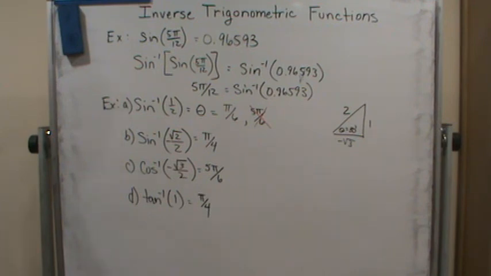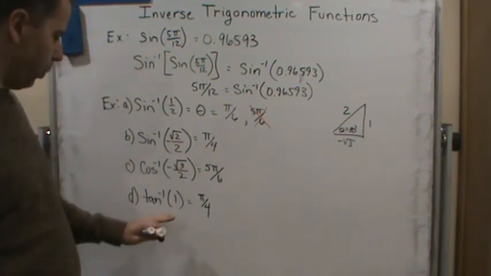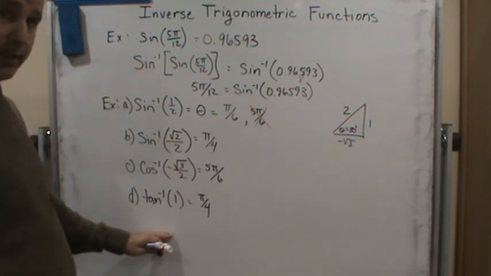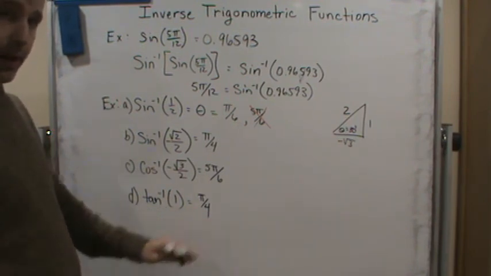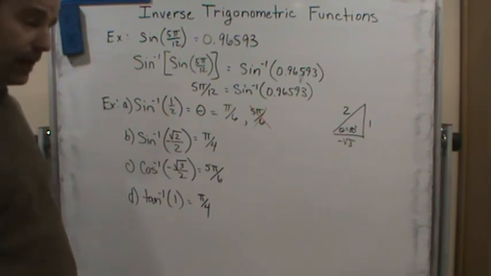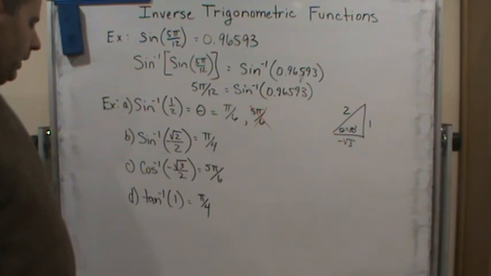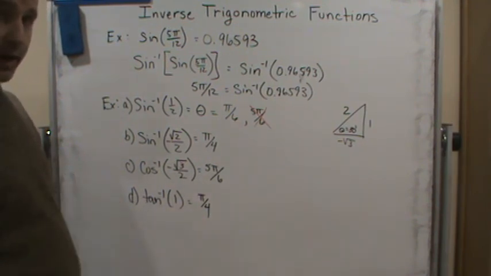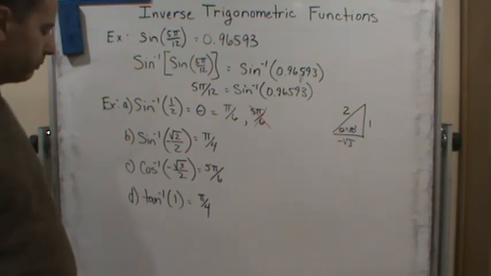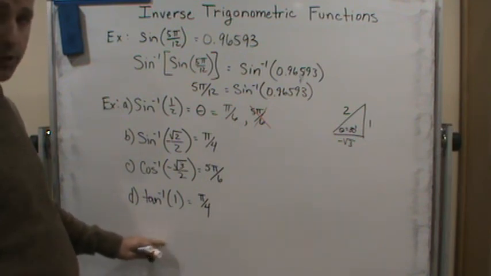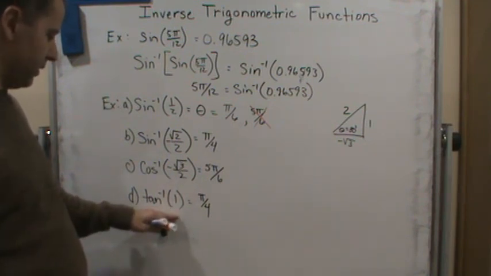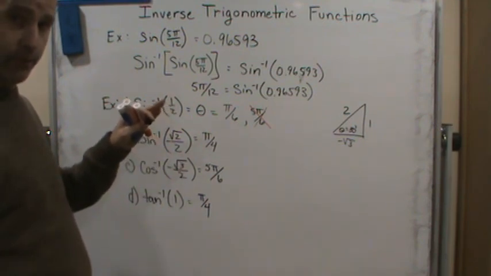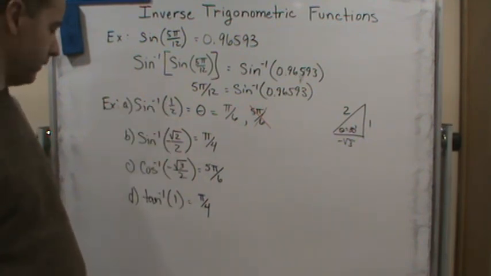Okay, but here's the thing. What's the domain? The domain is negative pi over 2 to positive pi over 2, but it's non-inclusive, so it doesn't include the endpoints, okay? And pi over 4 definitely is inside that domain, that interval. And again, so that's why the third quadrant is out, because this range only goes from the first quadrant to the fourth quadrant, okay?